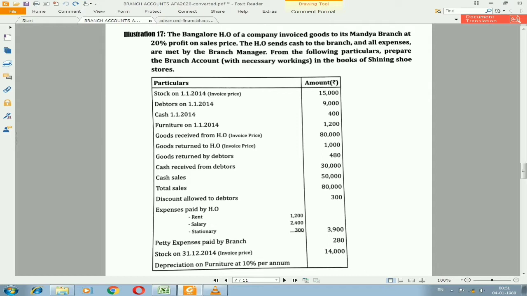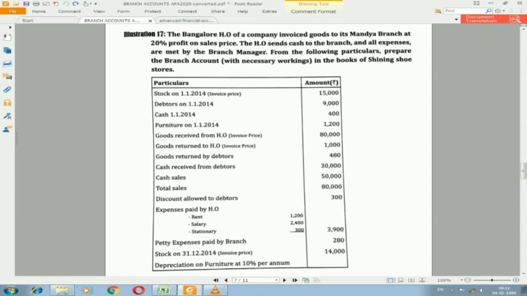From the following particulars, prepare the branch account with necessary workings in the books of Shining Shoe Stores. Then we have stock on 1/1/2014 at invoice price, debtors on 1/1/14, cash on 1/1/2014, furniture on 1/1/2014, goods received from head office, that is nothing but goods sent by the head office. Then we have goods returned to head office, goods returned by debtors, cash received from debtors, cash sales and total sales. You can find credit sales, discount allowed to debtors, expenses paid by the head office, then petty expenses paid by the branch, stock on closing date, and we have depreciation also.